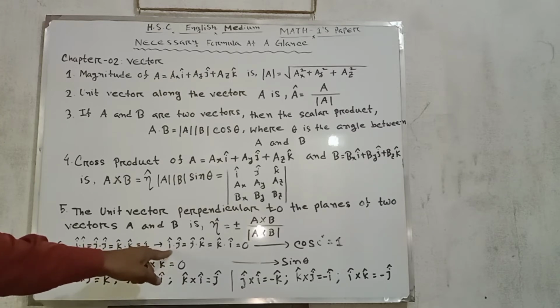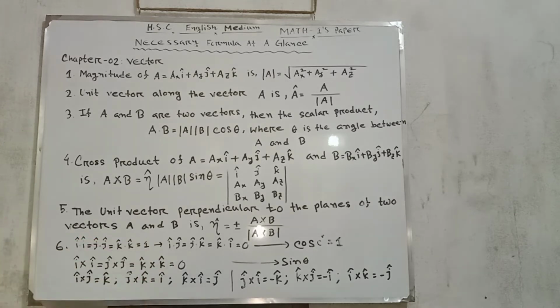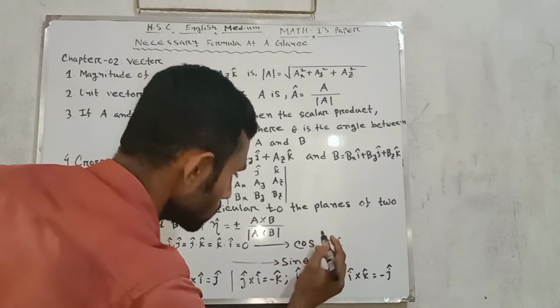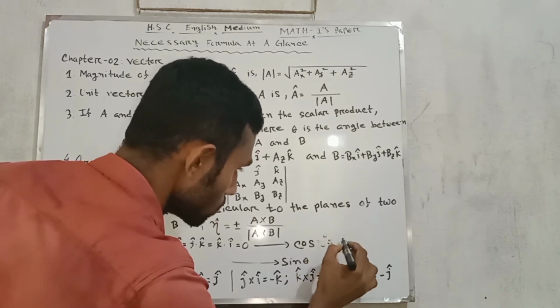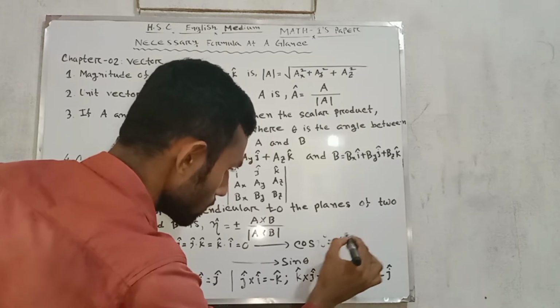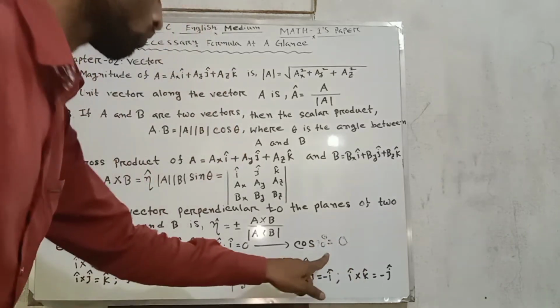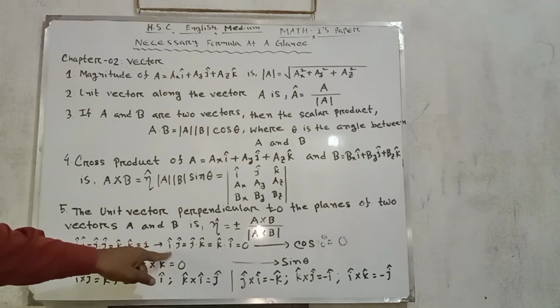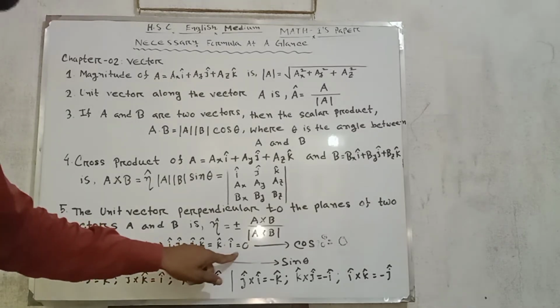Next, I dot J. Here the angle theta between them equals 90 degrees. So we know cos 90 equals 0. So I dot J, J dot K, K dot I all equal 0.